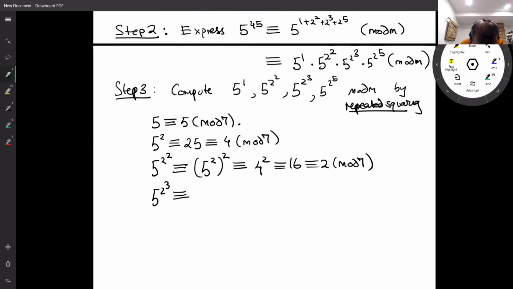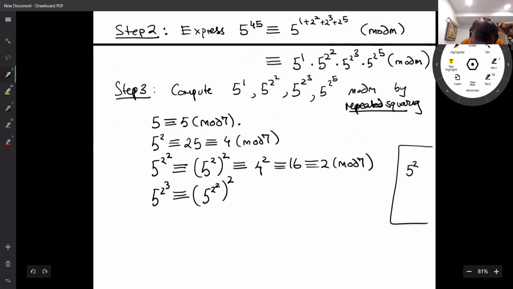So the key pattern here is that 5 to the 2 to the 3 is 5 to the 2 to the 2, squared. So the key pattern here is that 5 to the 2 to the k plus 1 is 5 to the 2 to the k, squared. This is just a sort of high school algebra fact, though you may not have seen it in this form before. But now this is good, right? Because I just computed 5 to the 2 to the 2. So this is now congruent to 2 squared. It's congruent to 4 mod 7.